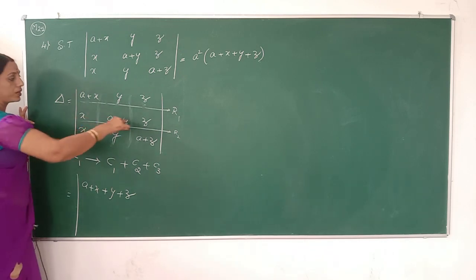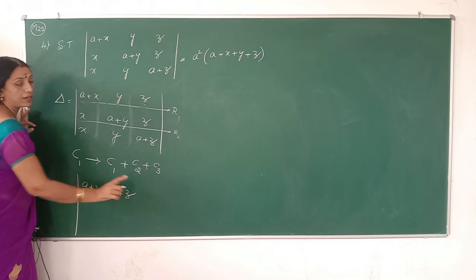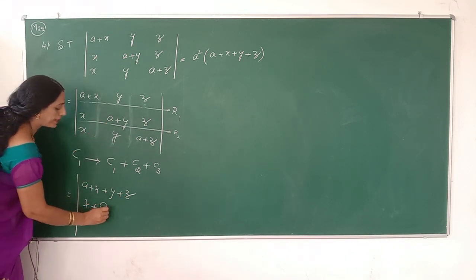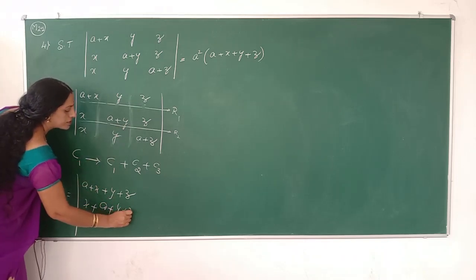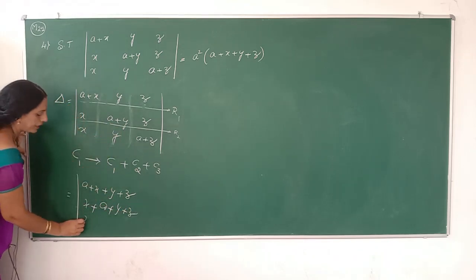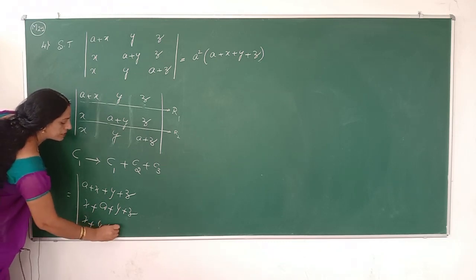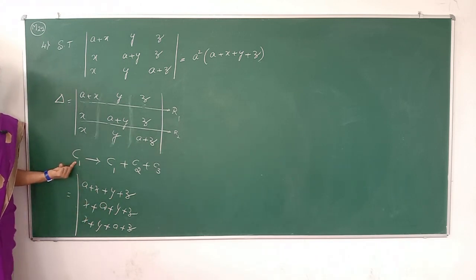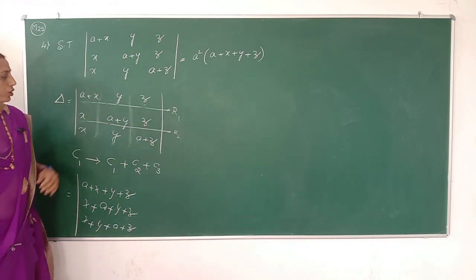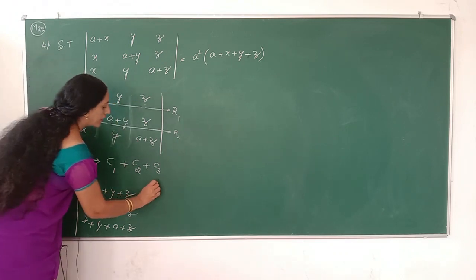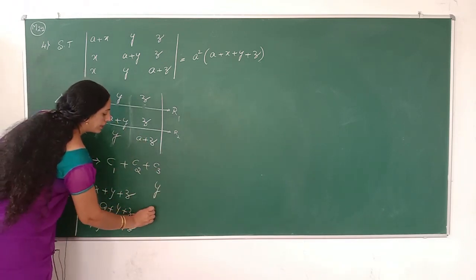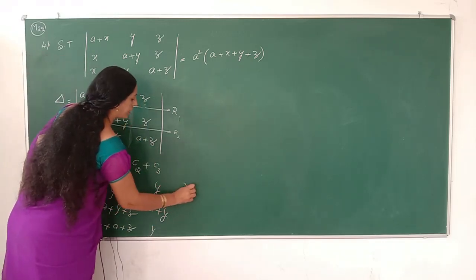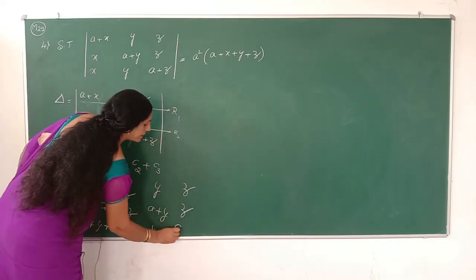Similarly, the second row is added with each other, it is nothing but the second element, that is x plus a plus y plus z, and the third element is x plus y plus a plus z. Now these are the elements of C1. But what about the remaining columns? C2 and C3 are not altered. Y, a plus y and y. And the third column is z, z, a plus z.